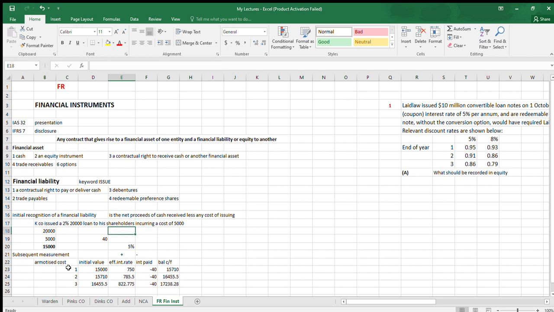You get it? Subsequent measurement under amortized cost. You set up your workings this way: initial value, effective interest rate minus your interest paid, then you bring your balance carry forward. This is your workings. That's all. So I will try and solve a question with you so that you understand it very well, right? I will solve a question with you.